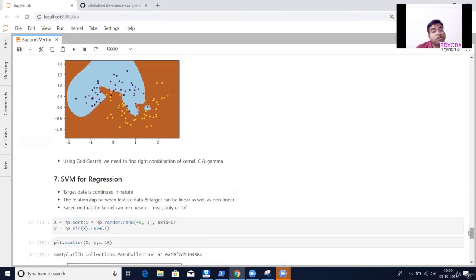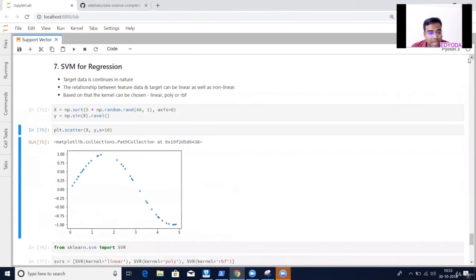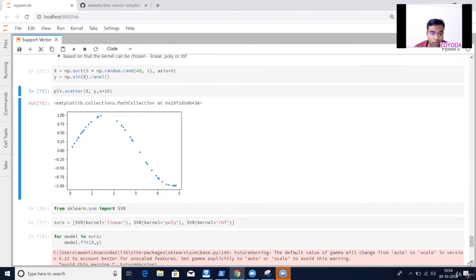With this, we'll go to the next topic, which is how we use SVM for regression. We have so far seen how SVM can be used for classification. In regression, your target data is continuous. So based on the relationship between the target data and the feature data, your kernel might work out for you. For example, you have data like this that you see here. We have generated this data. For this data, you might want a linear kernel to be used, or a polynomial kernel, or RBF. So we want to try all these things, and based on the relationship, we will find the best fit among them. That's what we are doing here.